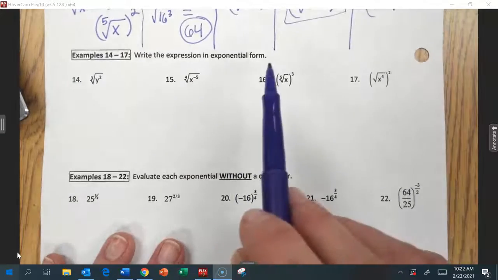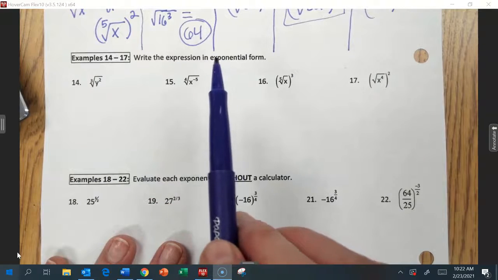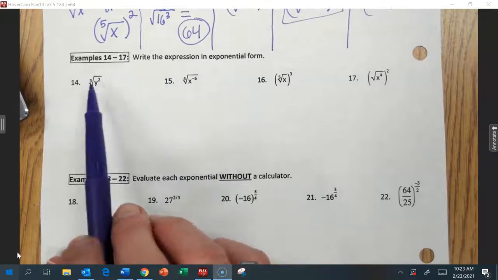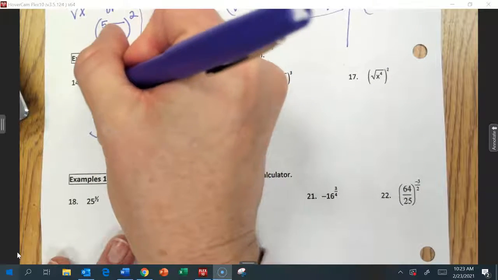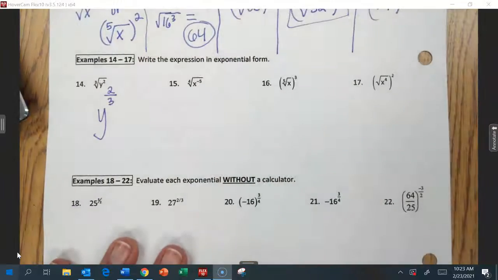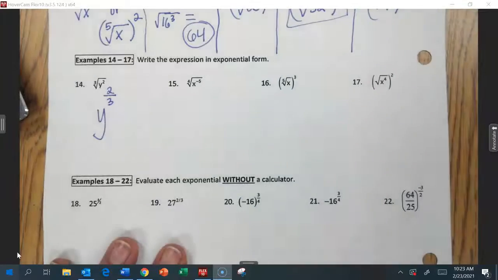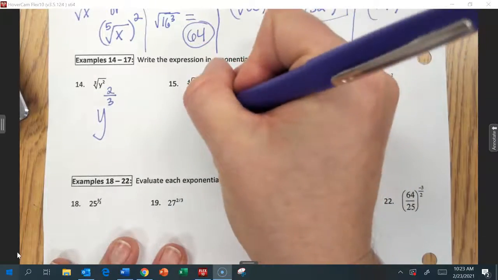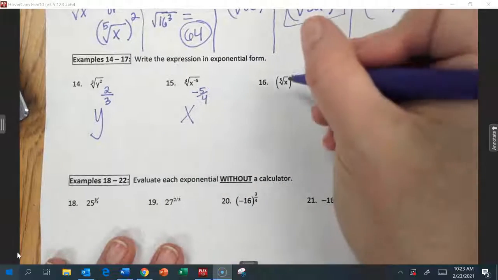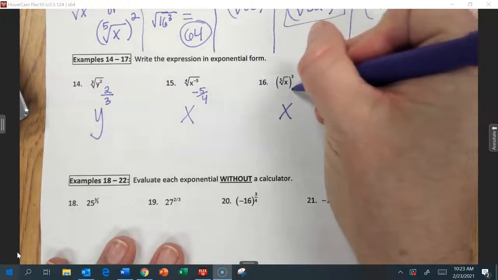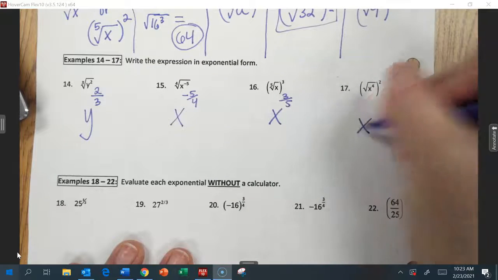We're going to write the expression that's written in radical form as an exponent as a fraction. So remember, right now this is the cube root. It's really easy to remember because when I write this as y to the 2/3, I knew that the root, just like roots in the ground of a plant, go on the bottom. Okay? This would be x to the negative 5/4. Here it would be x to the 3/5. And finally, we would have x.